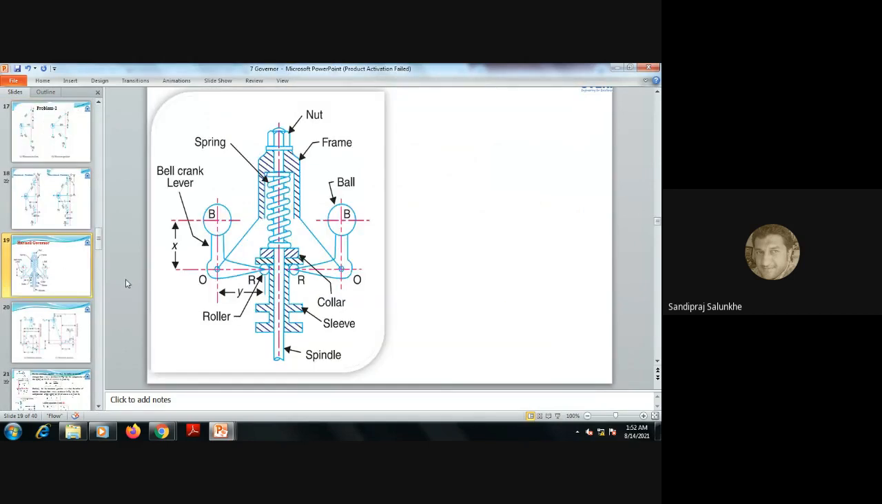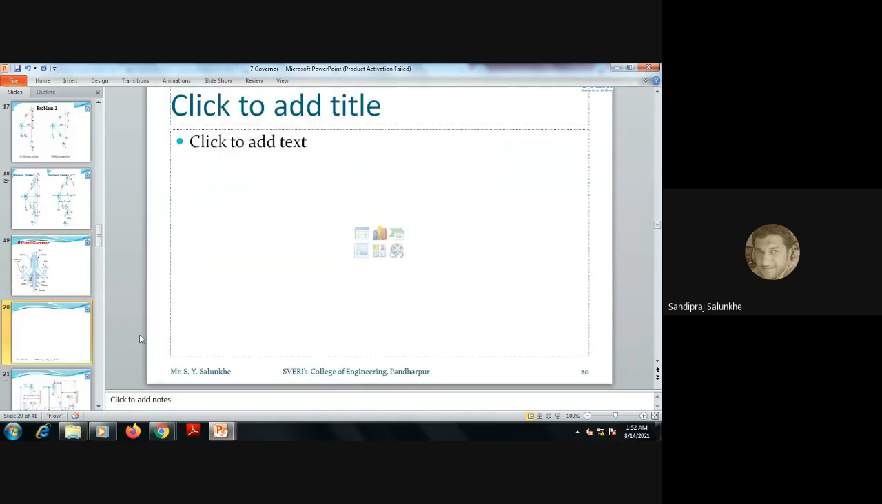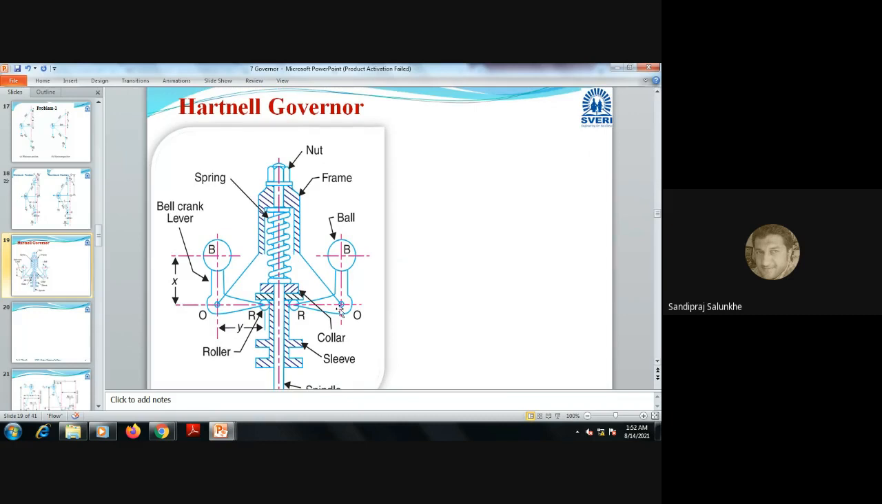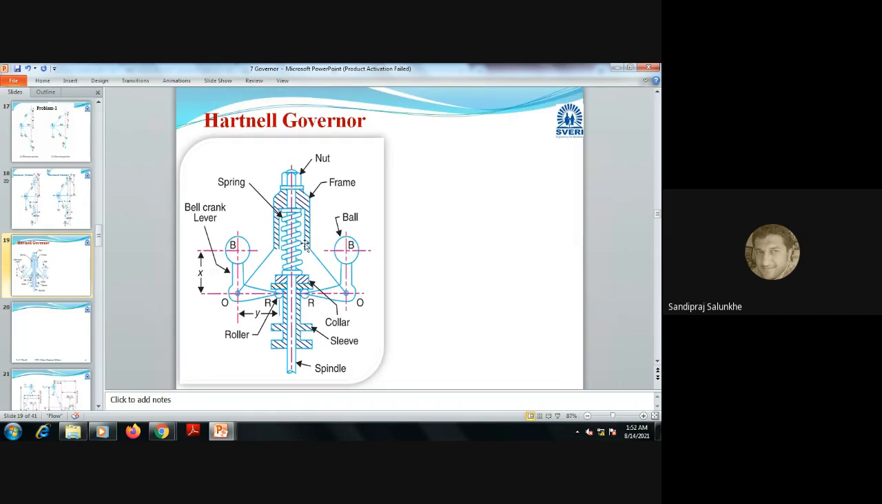Now the next governor is the Hartnell governor. So what modification Hartnell has done in the governor is that he put a spring instead of this central mass. And one more modification he has done, he has given bell crank levers to the governor.